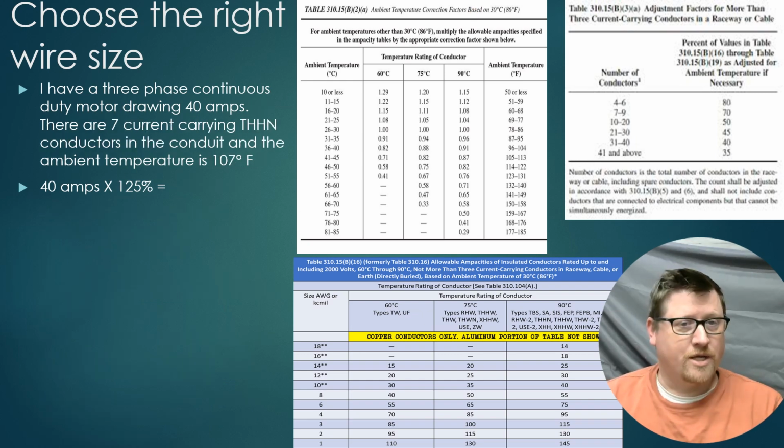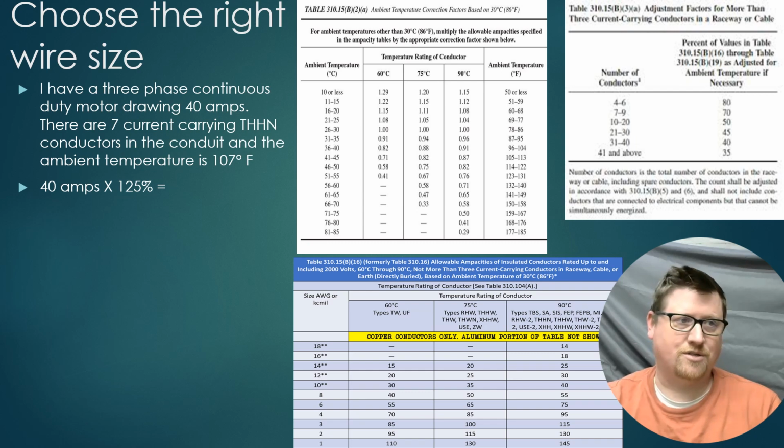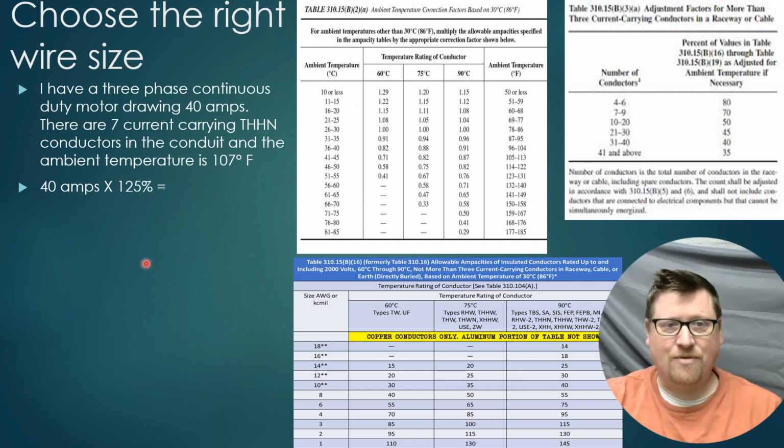All right, so one more time, we'll do one more motor here, and this is our same motor. We're using that same 40 amp motor, still a continuous duty, except this time we have 7 current carrying wires in that conduit, and the ambient temperature is up to 107 degrees Fahrenheit. So it's the same motor, we just put it in some different conditions. I'll give you a moment to pause the video here and work this one out if you want to.